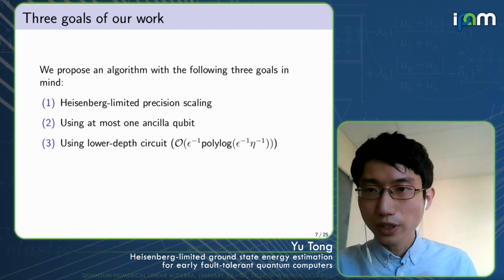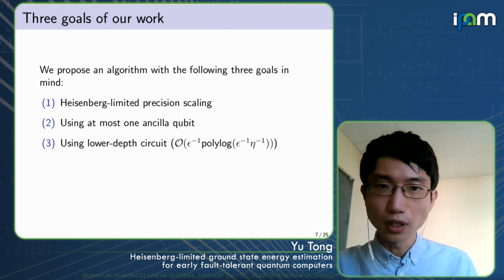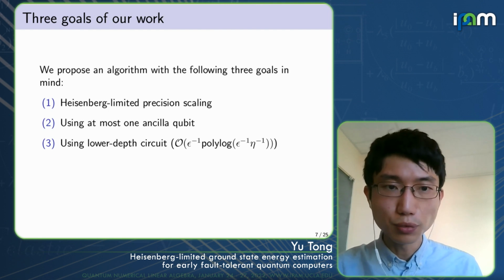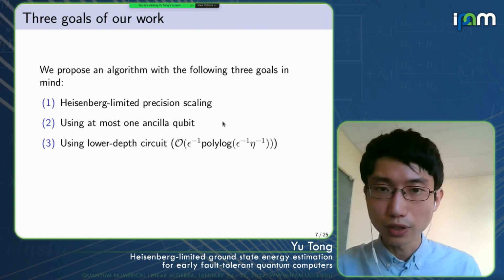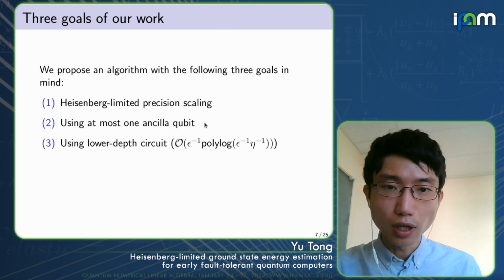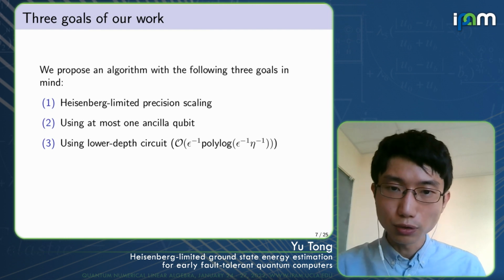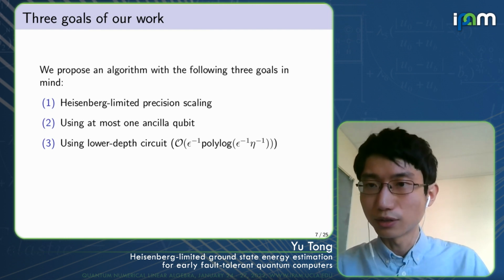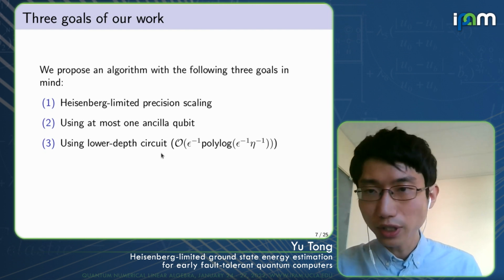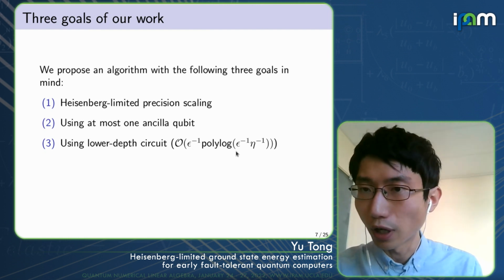Basically, this talk will be about a new algorithm that improves upon these criteria. We propose an algorithm with the following three goals in mind. First, we want to preserve the Heisenberg-limited precision scaling, which is a nice feature of quantum phase estimation. Second, we want to reduce the number of ancilla qubits. In our algorithm, we are able to use at most one ancilla qubit, as opposed to a number of ancilla qubits that needs to increase as you increase the precision. A third criterion is that we want to use lower circuit depths. The circuit depths we were able to achieve scale like epsilon^-1 up to a polylog factor.